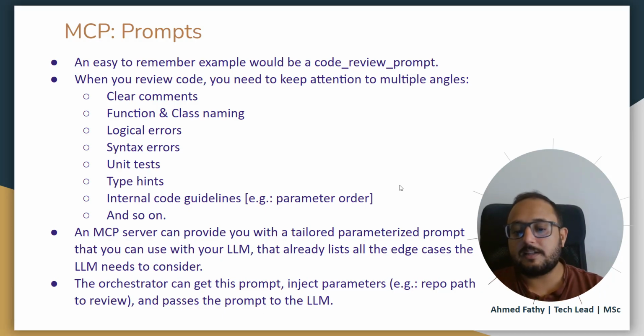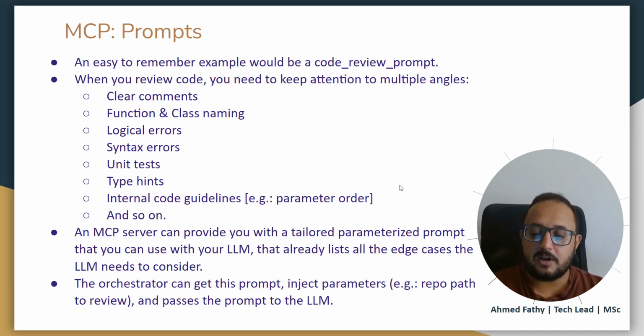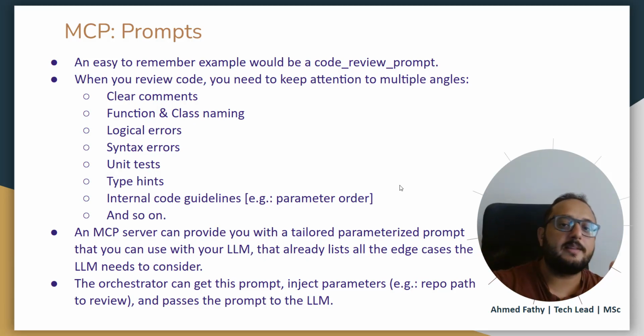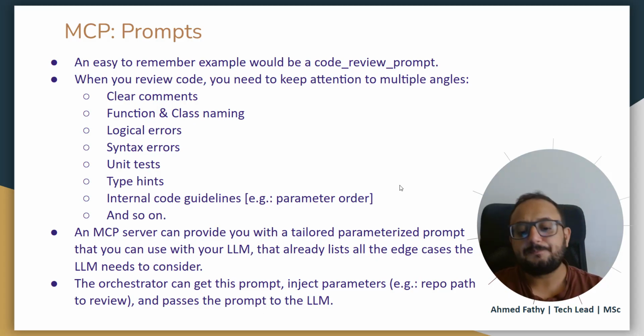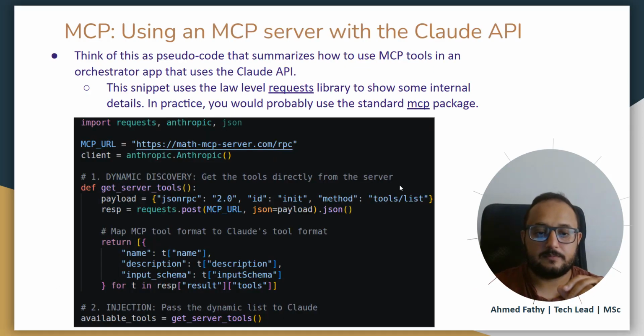So an MCP server can provide you with a tailored parameterized prompt that you can use with your LLM that already lists all the edge cases the LLM needs to consider, and you can spend a lot of time working on this one time and then keep using it in all of your applications. The orchestrator can get this prompt, inject parameters, and pass the prompt to the LLM, and the parameters could be a specific file or a specific repo and so on.